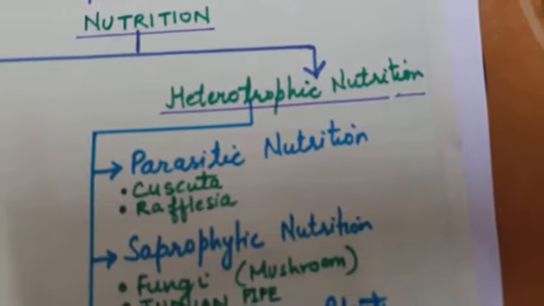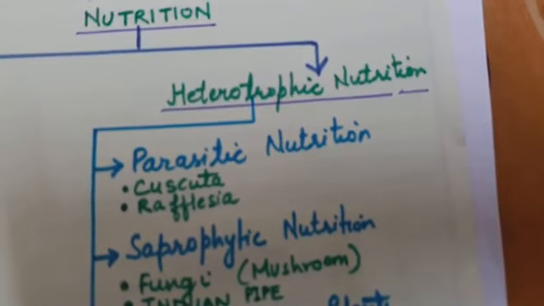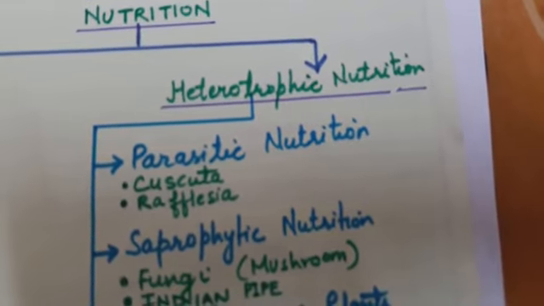Rafflesia is the biggest flower you are well aware of. Cuscuta is also called dodder plant or amarbale.